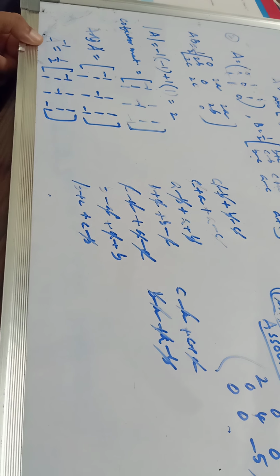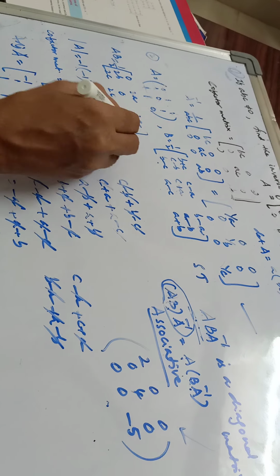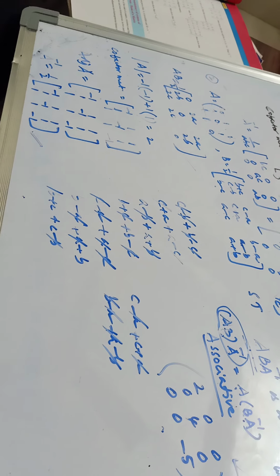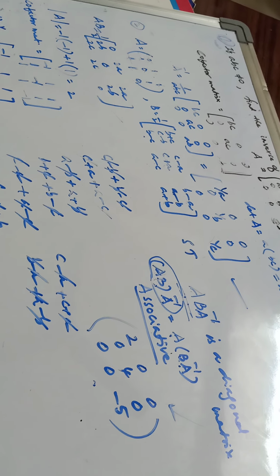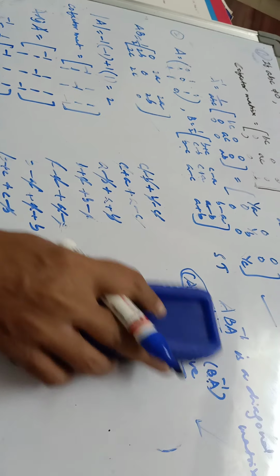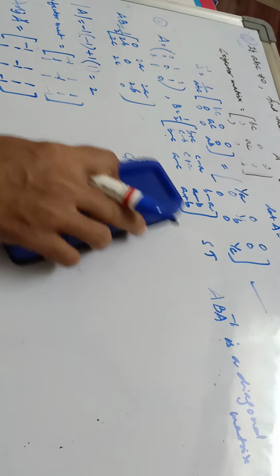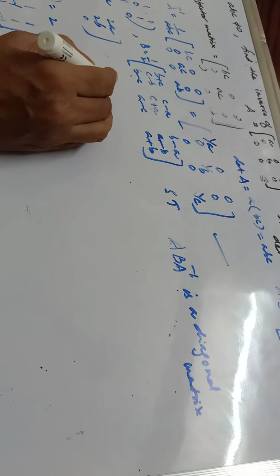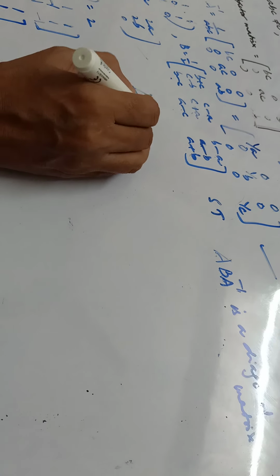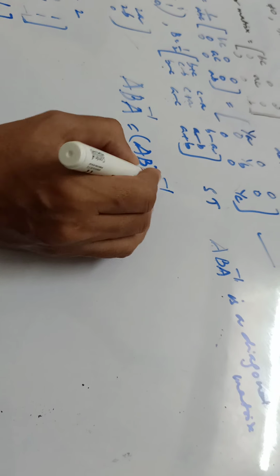This is A inverse. Now multiply AB with A inverse. That will give you the answer. This is AB. This is A inverse. By multiplying these two, you check whether you will get a diagonal matrix or not. Diagonal matrix in the sense, all the non-diagonal elements should become 0. So we want AB into A inverse.